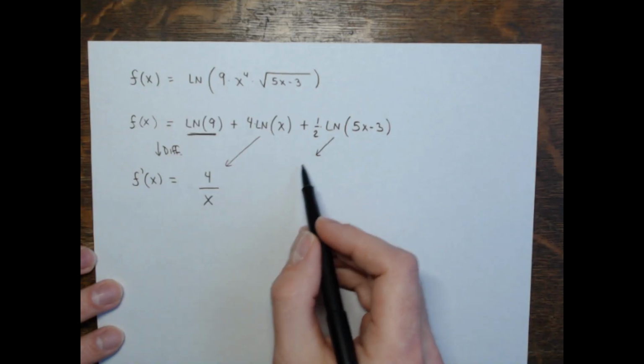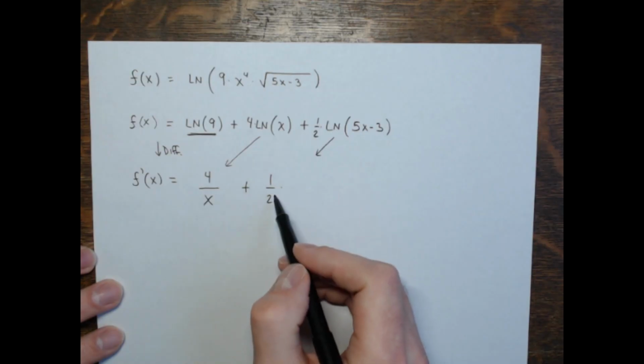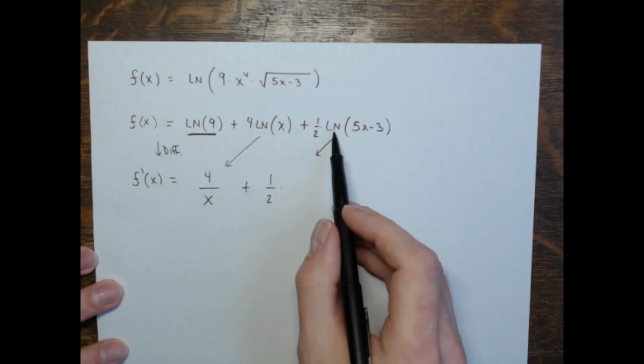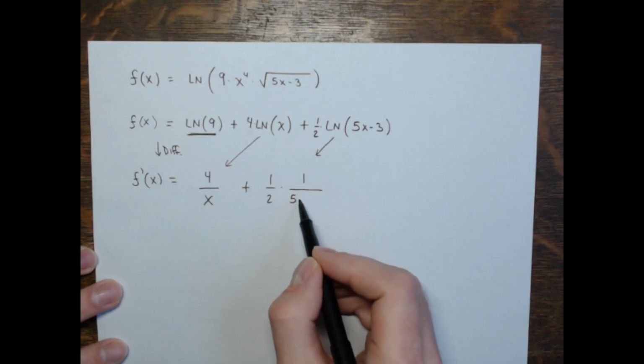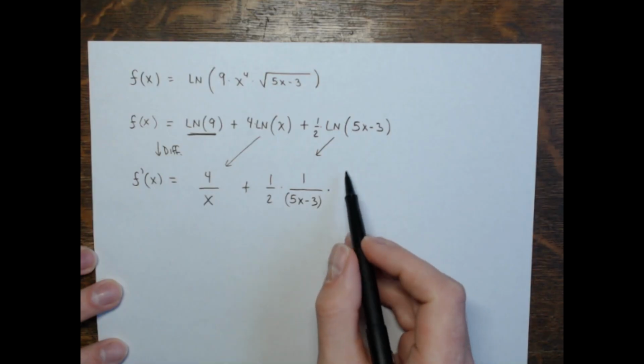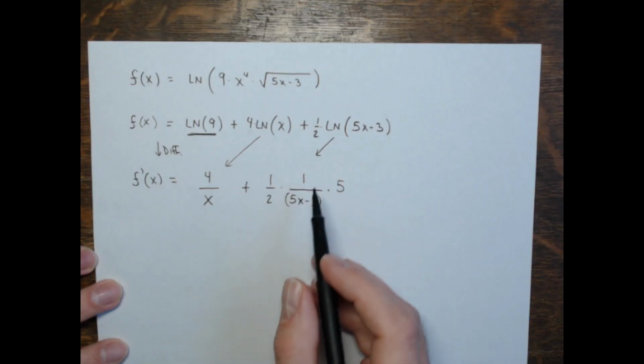And then this term here would be plus 1/2, and the coefficients stick around, a half. And the derivative of the natural log of something is 1 over that thing, so 1 over 5x minus 3, and then times afterwards the derivative of that thing. The derivative of 5x minus 3 is 5.